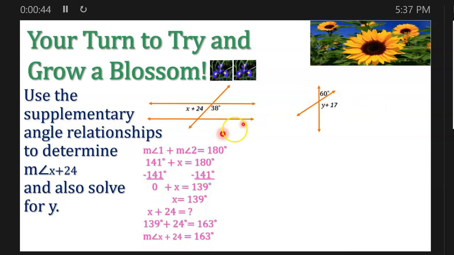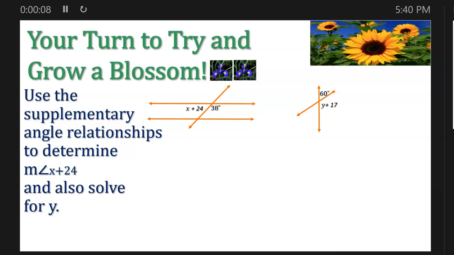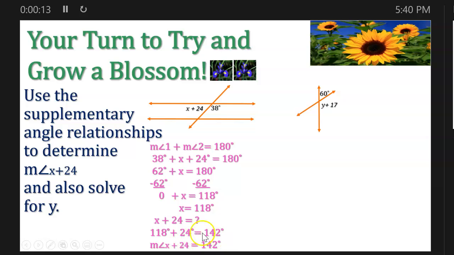All right, so here we have the measure of angle 1 plus the measure of angle 2 equals 180, a supplementary pair. We are subtracting the 141 from both sides after replacing the 24. Hang on, this is not right. Okay, let me fix that. Okay, so we've got 142 is our final answer for this one.